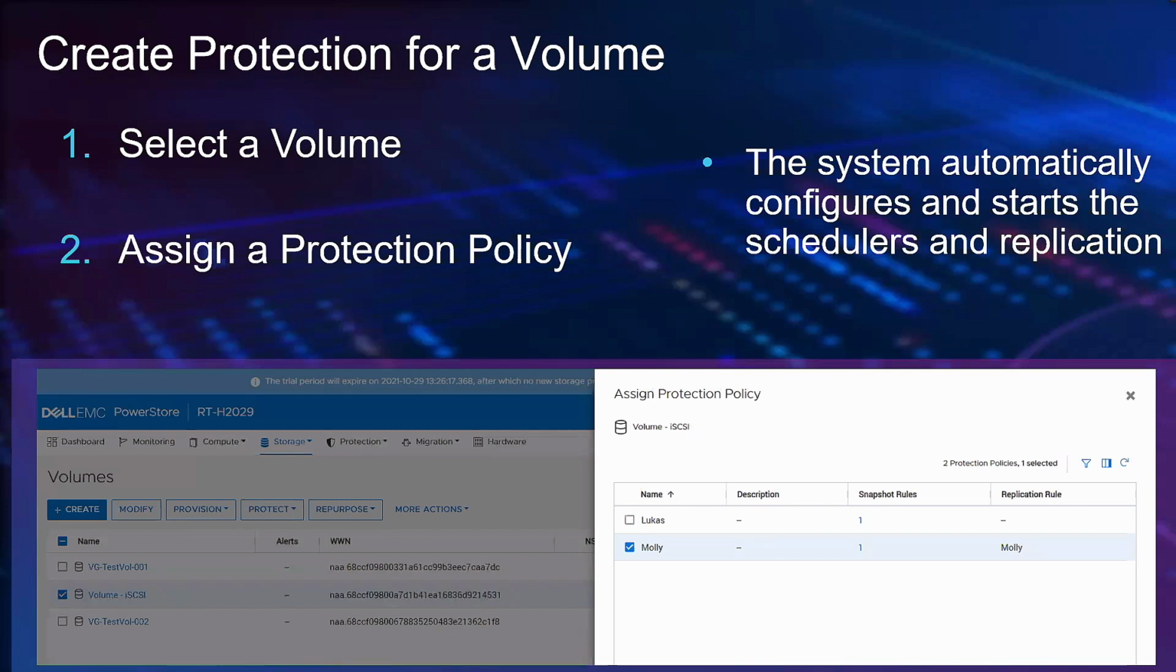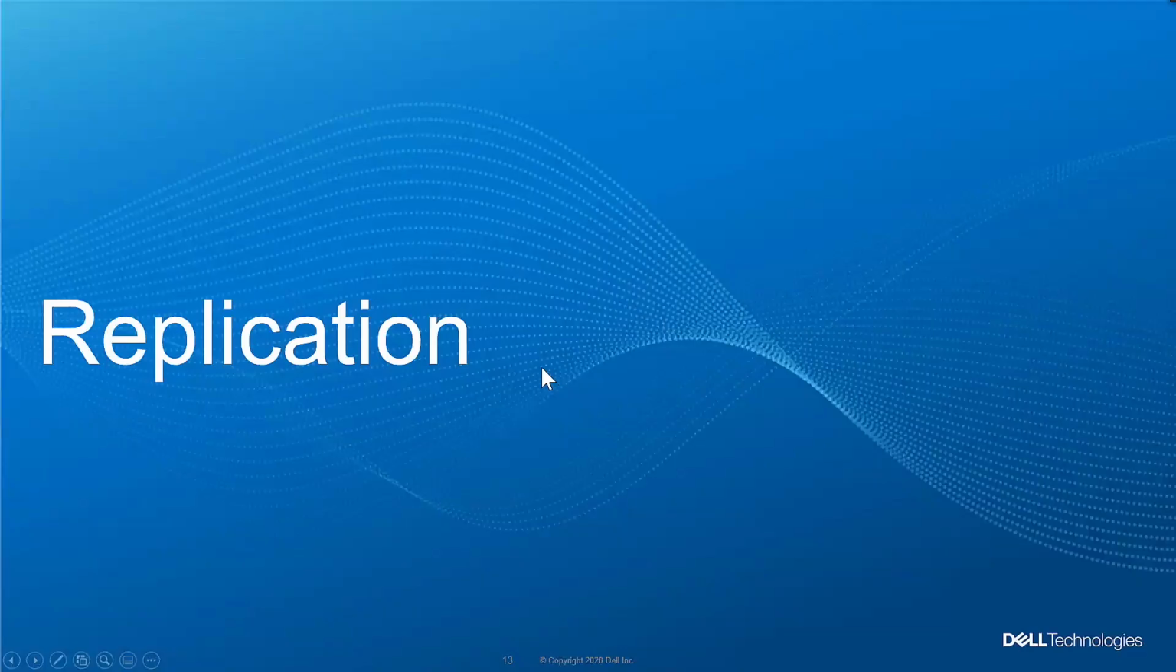Once a protection policy is created, assigning it to a PowerStore object is super simple. You just select the volume or the object that you want to protect, click protect, and choose which of the protection policies to assign. As soon as the protection policy is assigned, the system will automatically configure and begin the local protection schedule or the replication, again, making it very, very simple to use.